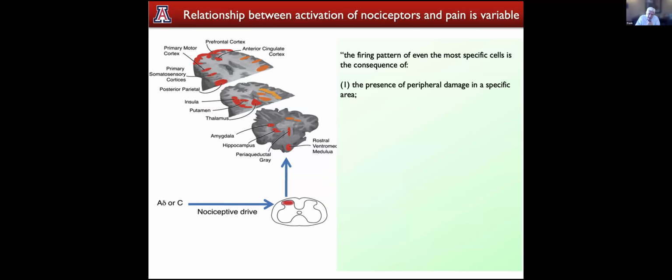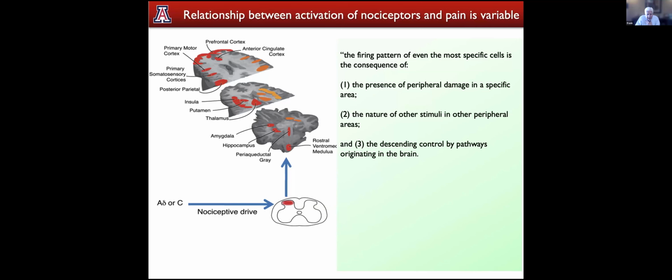And so that led to their publication of the famous gate theory of pain control. I just want to review a couple of the points that they made in their writings. They wrote that the firing pattern of even the most specific cells in the spinal cord is the consequence of the presence of peripheral damage in a specific area, the nature of other stimuli in other peripheral areas, and this is the one that sometimes gets forgotten, the descending control by pathways originating in the brain.